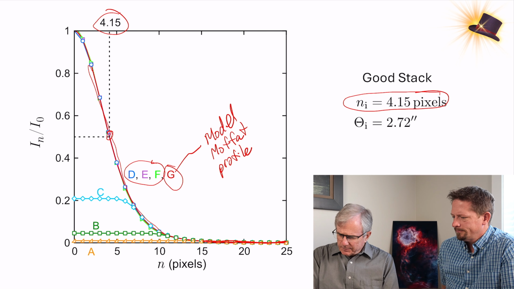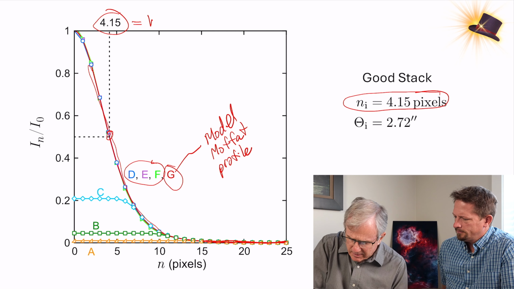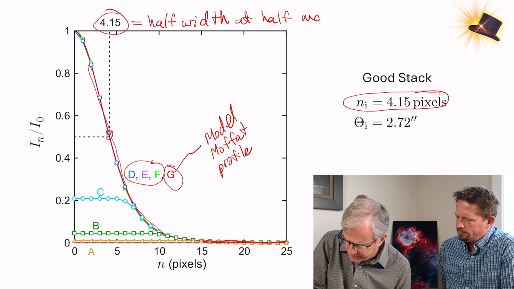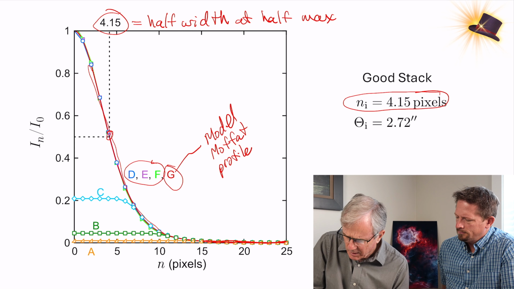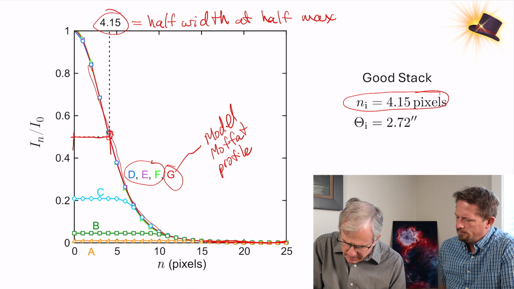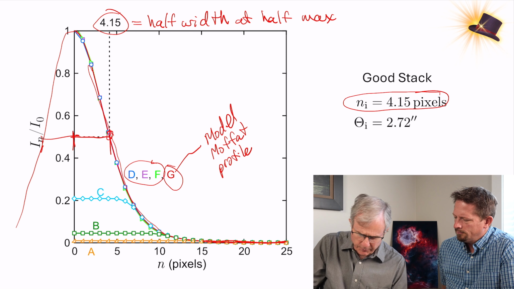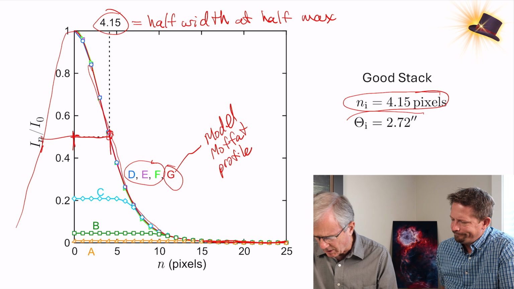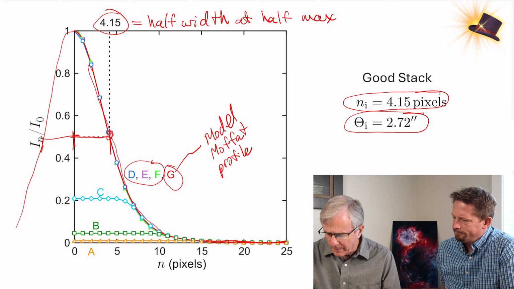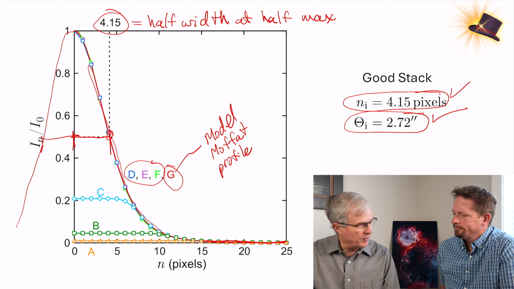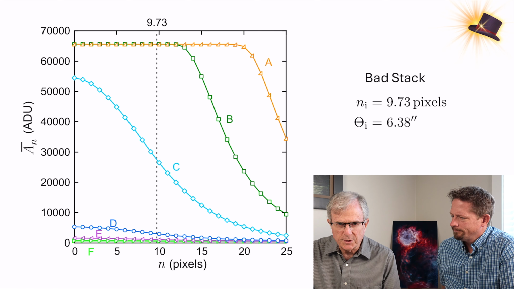So this is a number of pixels. It's the half width at half max. So here's the half max. This is the half width. If we'd wanted the full width, we would have had to reflect the thing over to the other side and look at the other side of the star. And just using the pixel scale equation, which we talked about in a previous video, you can relate this number of pixels to the number of arc seconds in the sky. That's what the pixel scale equation does.